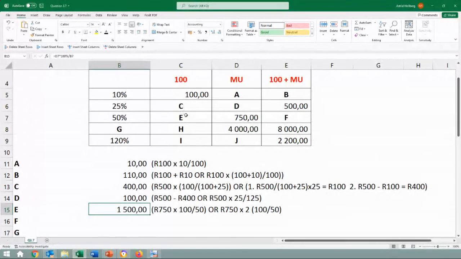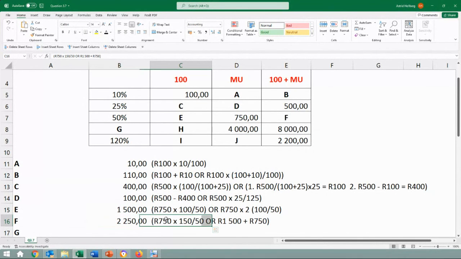So once you've worked out the cost price, you could literally just add the profit to the cost price, or alternatively, you could have taken the 750, you multiply it with the 150, so it's 100 plus the 50 markup, and then we divide it by 50. So we divide it with what the 750 represents, which is the 50% profit, and I want to convert it to a sales price, which is 150% of the original price, which is the original cost plus the profit, is how I got to the 150.